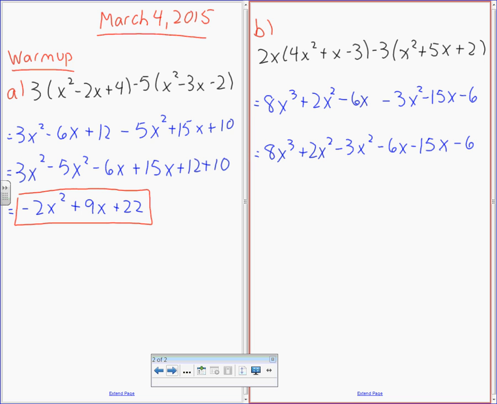Now, like terms, remember, have to have the same power and the same base, right? So x cubed is all by itself. The x squareds are going to add together. The x are going to add together. The numbers are going to stay by themselves. So this should be hopefully 8x cubed minus x squared minus 21x minus 6.